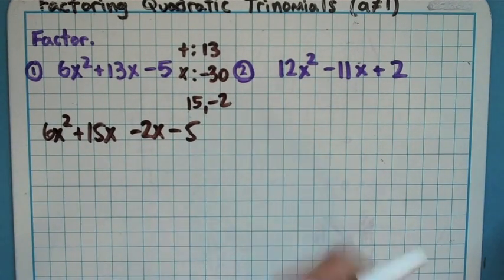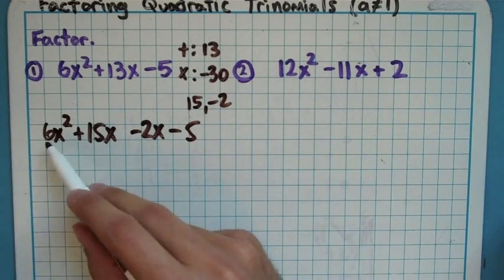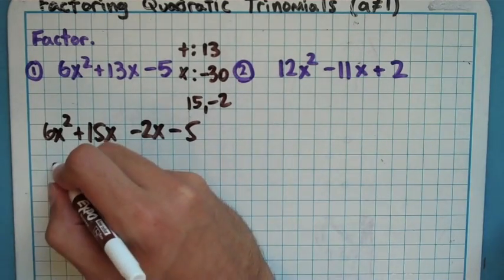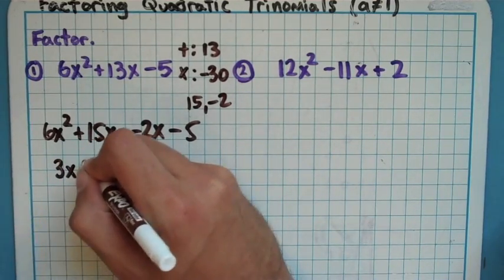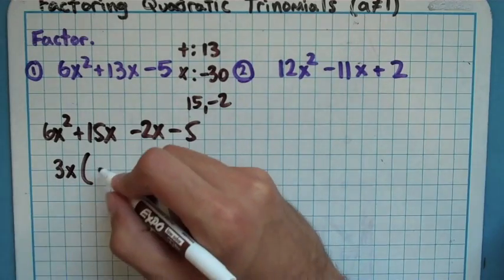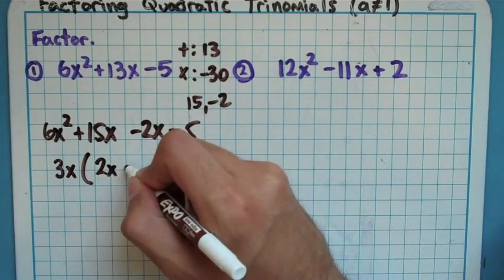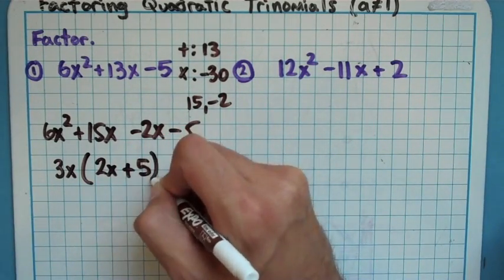So I need to look at what goes into the first two here. And there's a 3 that goes into both, as well as an x. So I'm going to take a 3x out on this one. And when I do that, I have 2x on this guy and plus 5 over here.